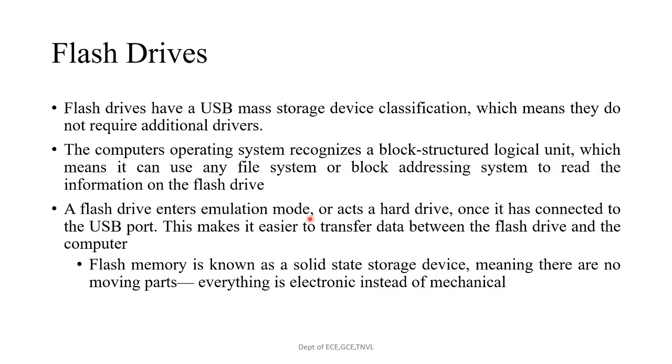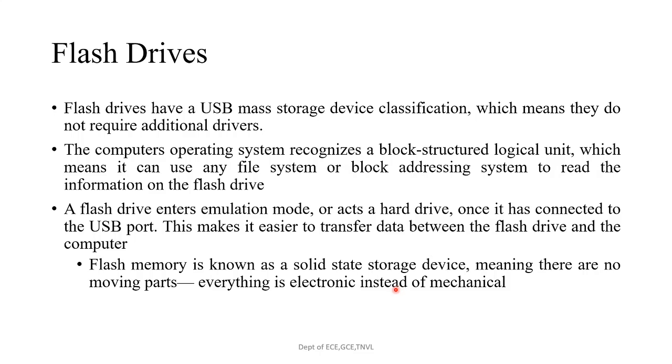A flash drive enters emulation mode or acts as a hard drive once it has connected to the USB port. This makes it easier to transfer data between the flash drive and the computer. Flash memory is known as a solid state storage device, meaning there are no moving parts, everything is electronic instead of mechanical. So that's all about the mass storage.